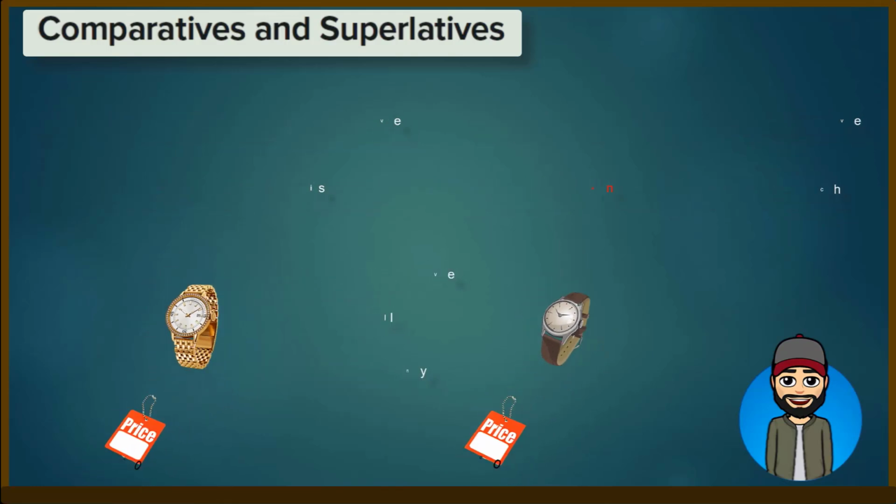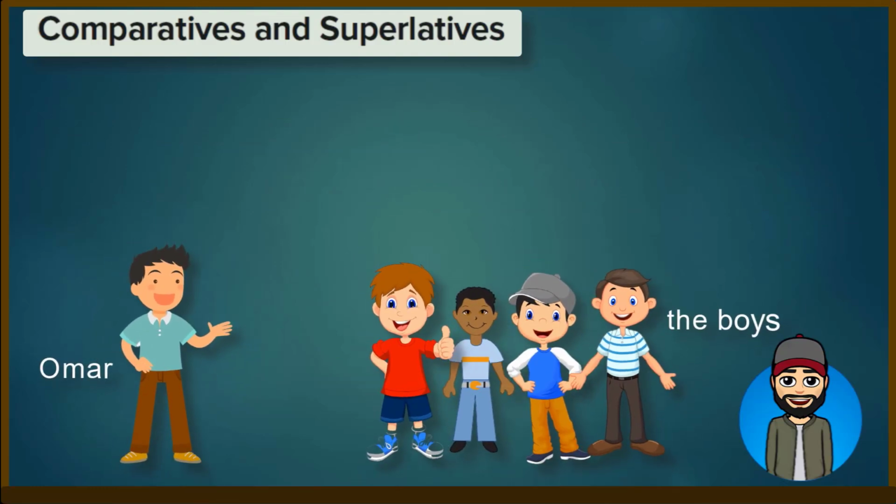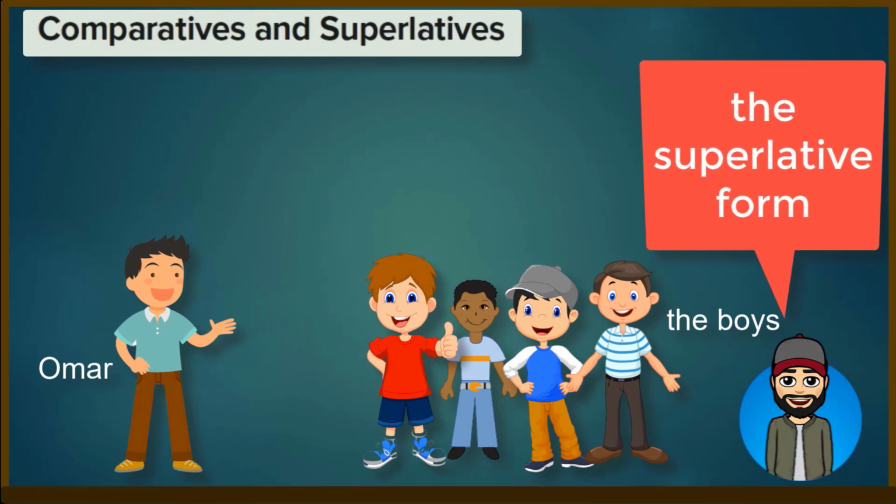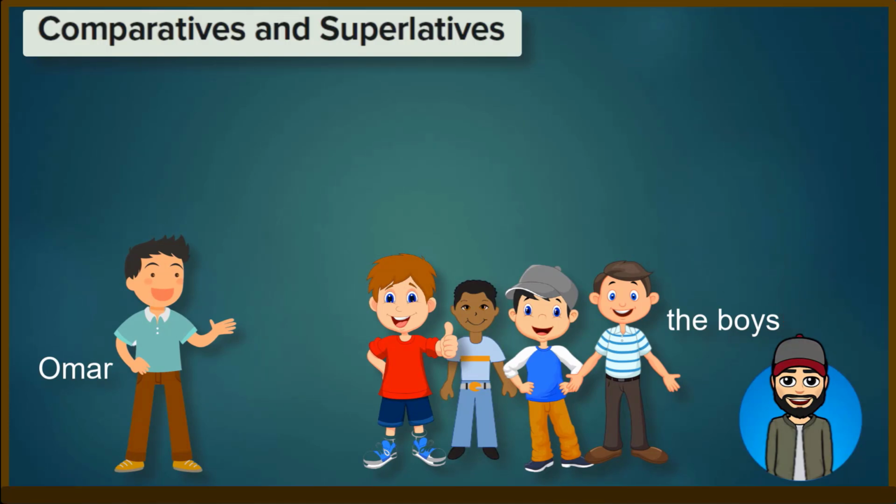Now we go into the superlative form. So this is Omar and these are the boys. Omar is the tallest of the boys. Now when we compare between one and more than one, we add est to the adjective.